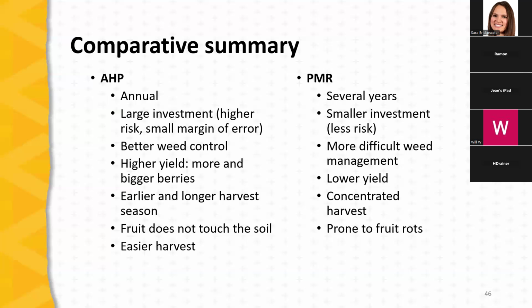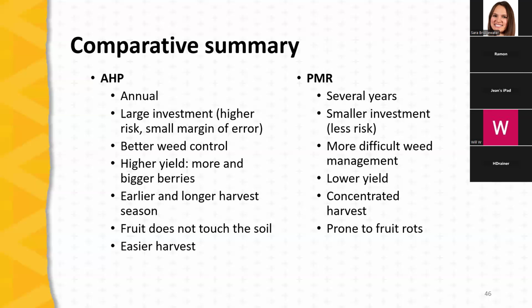As I mentioned, because you use plasticulture, you have better weed control with the mulches. They produce higher yield because you put the plants at the exact distance that research has shown to be best for higher yield and good quality fruit. You get an early and longer harvest season, depending on whether you use several varieties. You can have a long season of harvest.